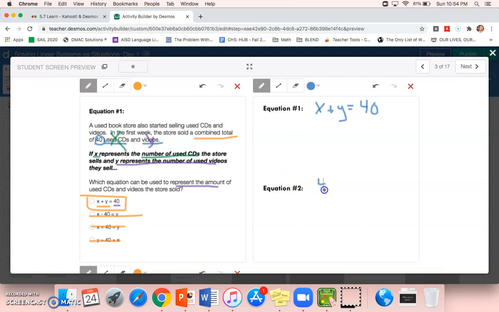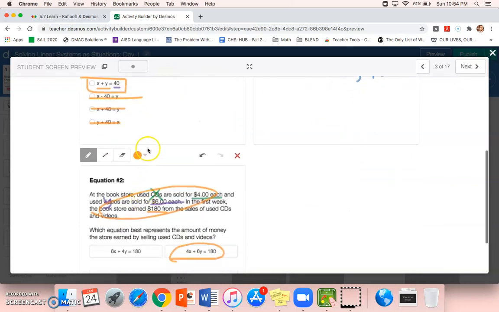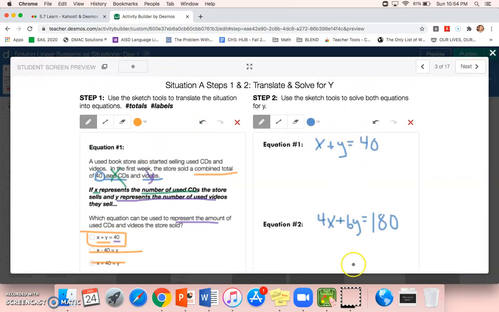4x plus 6y equals 180. And hopefully this is a little bit easier for you to do. You're always welcome to use a piece of paper instead of your touch screen. But you are done at this point with step 1. So we've translated all these words into something that looks much easier, just 2 simple equations. The next step, solving for y.